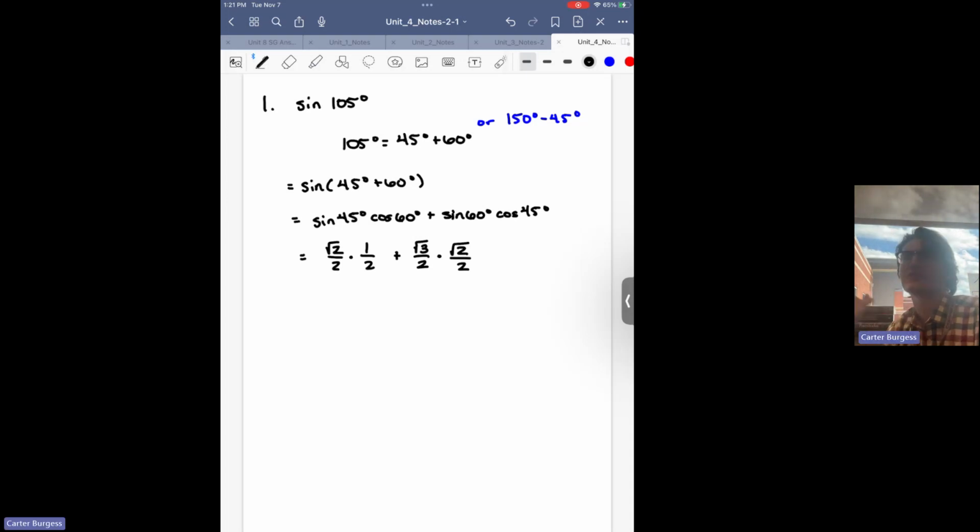I don't require us to simplify. You can box this answer, but if we were to simplify, root 2 over 2 times 1 half is root 2 over 4. Root 3 over 2 times root 2 over 2 is root 6 over 4. They already have matching denominators. This is going to be root 2 plus root 6, all divided by 4.